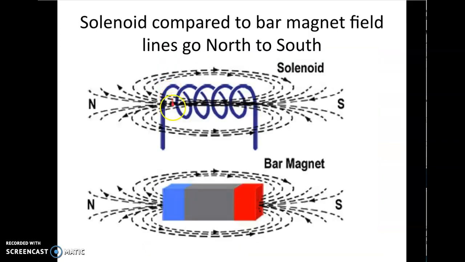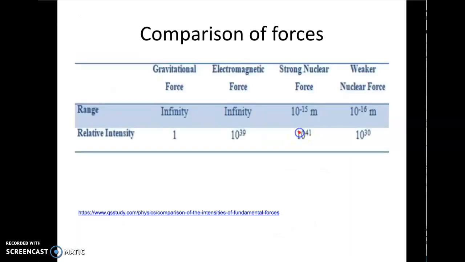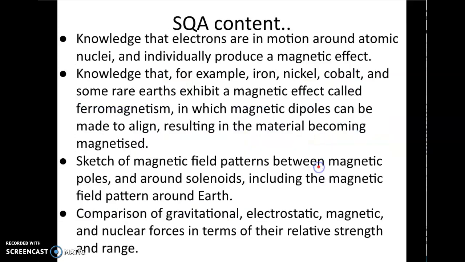You can actually create a magnetic field similar to a permanent magnet if you have a coil of wire. The coil of wire here has electrons going through, and you can get a magnetic field created from the coil, like from the magnet there. Lastly, just to recap on what you did last week, you should know the comparison between these electromagnetic forces in terms of their range and relative intensity compared to the other fundamental forces.